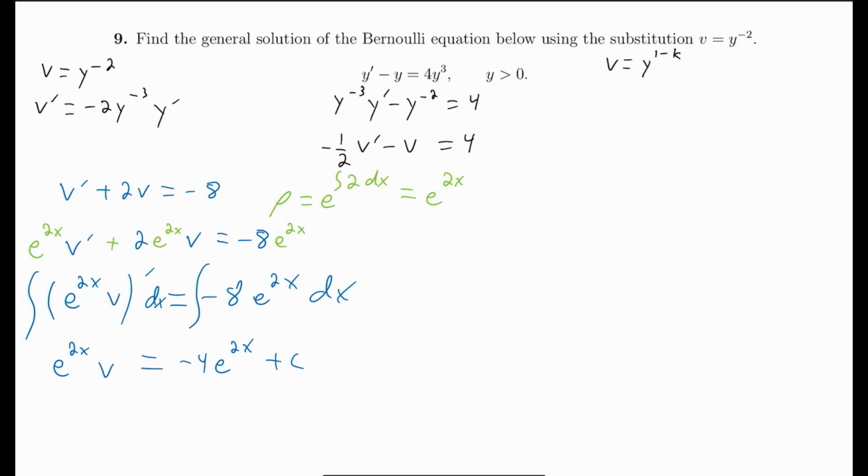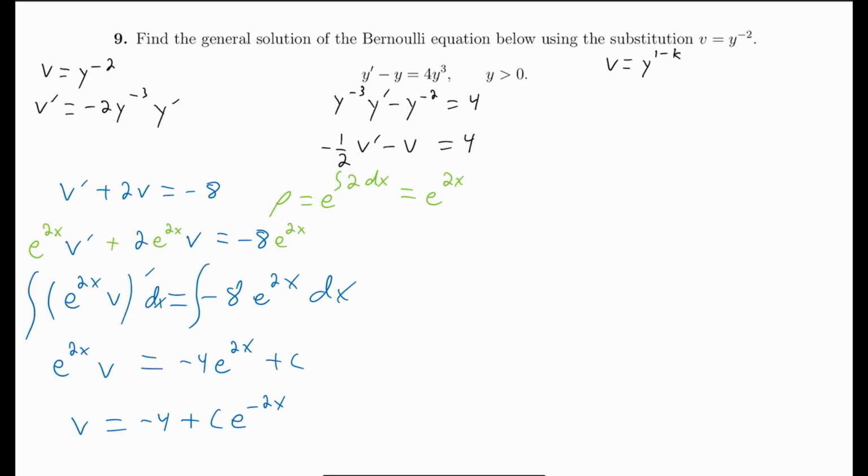Now, to isolate v, we can just divide everything by e to the 2x. So v is equal to, that will cancel out with the e to the 2x over there, so v is equal to negative 4, and then plus, I'll write this as c e to the negative 2x, same thing as c over e to the 2x. It's important to make sure you put your c in right after you integrate versus waiting, otherwise you'll forget to attach that term to it.